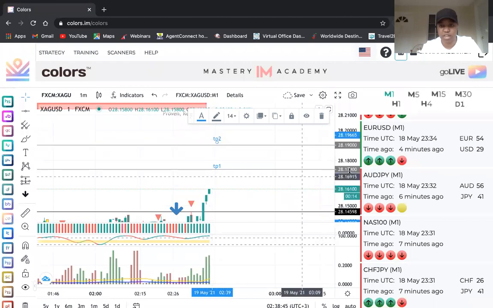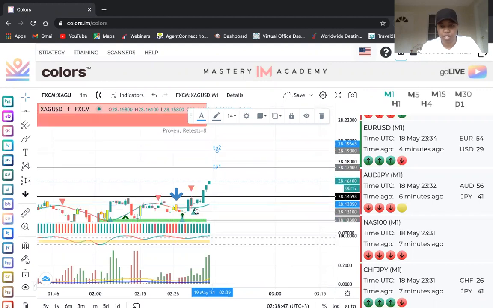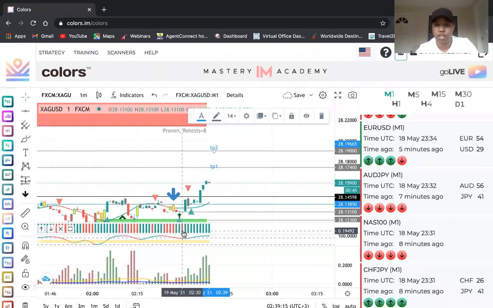If somebody could write it in for me, your stop loss is 28.131. Oh, you got it before. Yes. So your stop loss is 28.13100. Your take profit one is 28.17400. So TP1, and your TP2 is 28.1900.